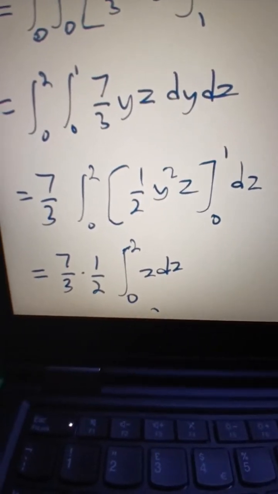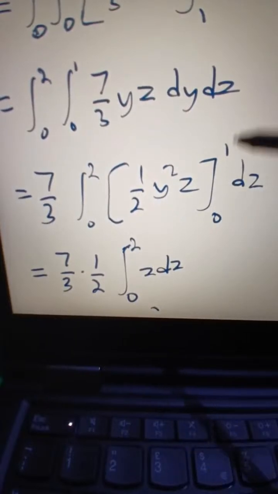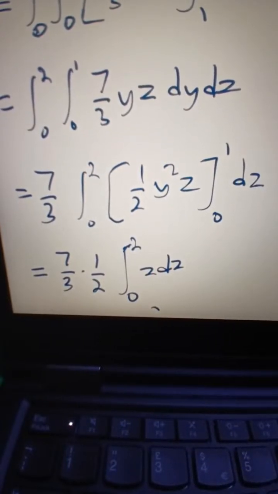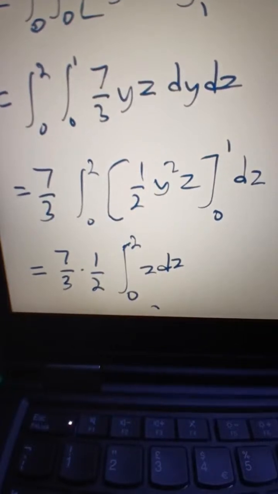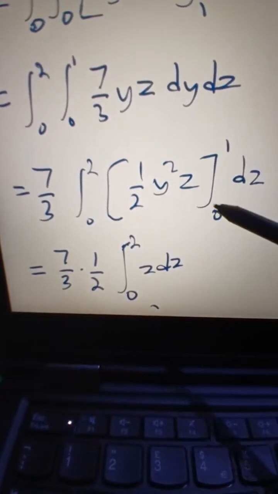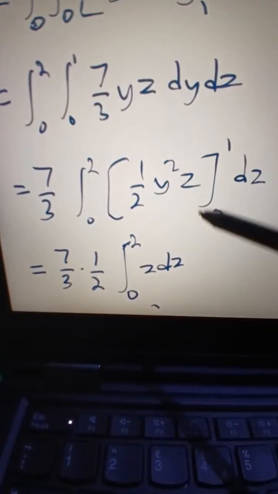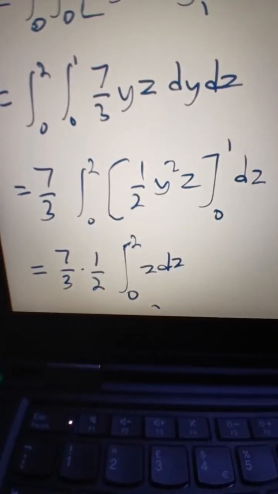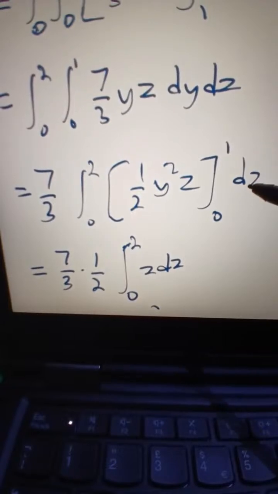Great. Once we get that, we slot in our values, and that will give us our value over here. We put in 0 and then we put in 1, so we shall get half. Then we took the half outside. This time we are going to work on the last one, z.